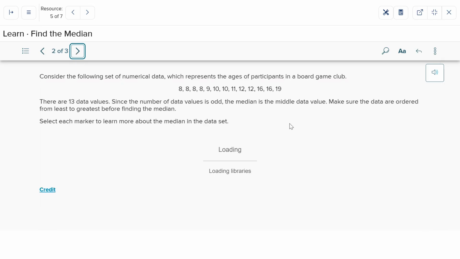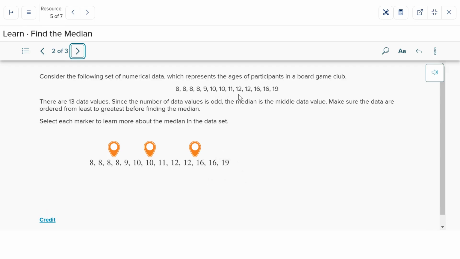Let's practice with it. So here is our data set. They have already put these in order from least to greatest. You are not always going to have that luxury, but they've done that for us this time, which is nice. So since there are 13 different data values, if you count all of these, there will be 13, then that means it's an odd number.